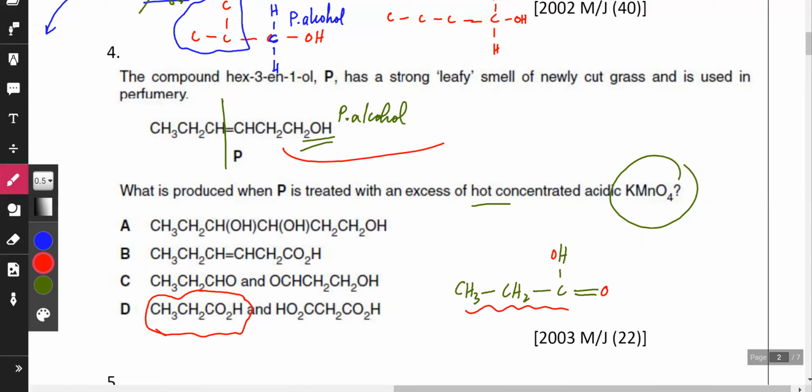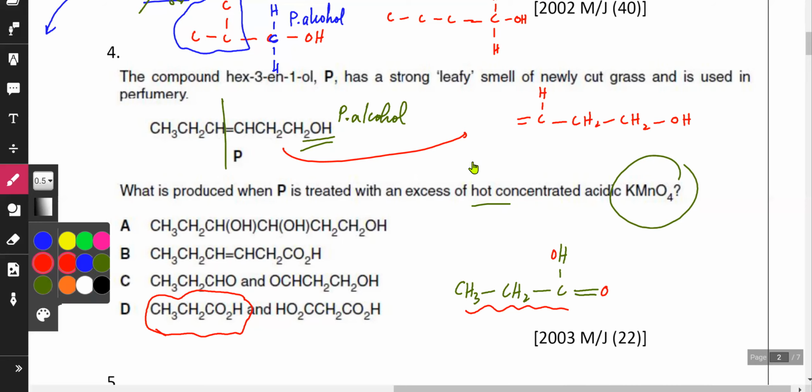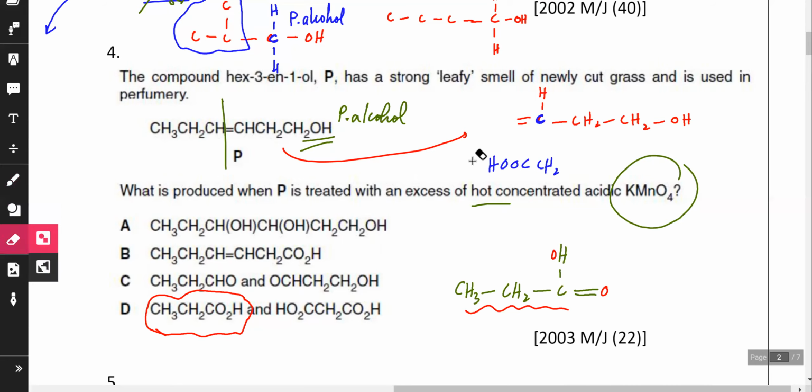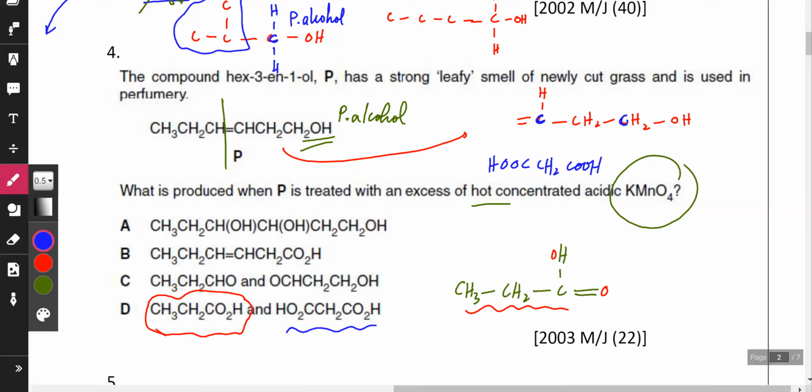And what happens to the other side? It's going to be the double bond, and then there is H, then CH2, then another CH2, and then there is OH. So what happens to the two carbon atoms? This one changes into a carboxylic acid, and then there is CH2, and this other carbon atom, which should be this one, also changes into a carboxylic acid because it's a primary alcohol. So it's going to give you this molecule over here. Okay, is this clear?